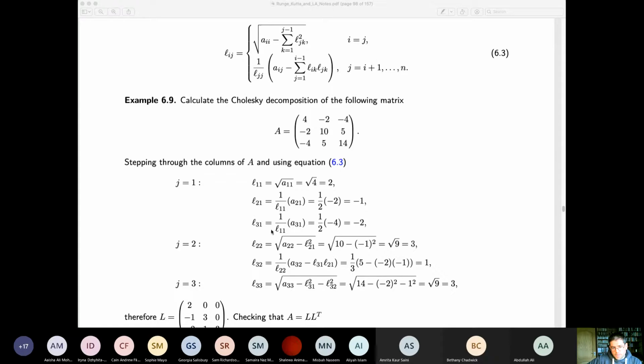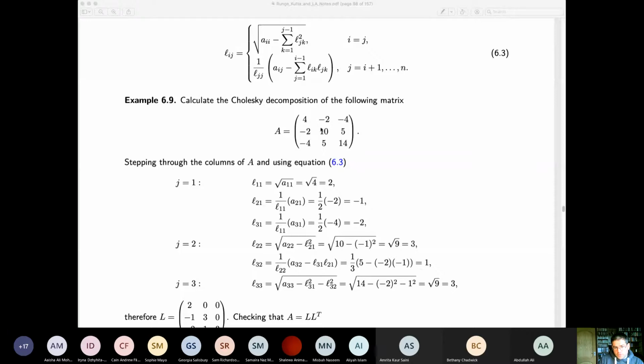Onto the second column. Remember, we're only looking for the lower triangular elements, so we're not going to bother with L12 because we've already calculated L21. We know that L12 is going to be -1, although it's a lower triangular matrix anyway. So we go straight to L22, which is the first case. We have the root of A22 minus L21 squared. This time j is equal to 2, so k is 1. That gives us 3. And for L32, we use the second case. We plug those values in and we get a 1.